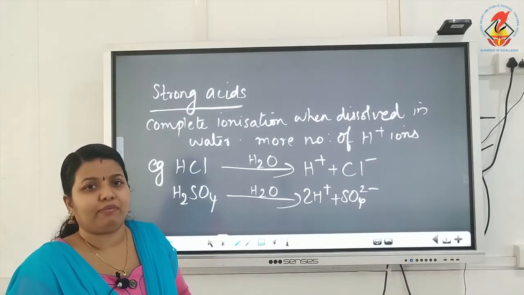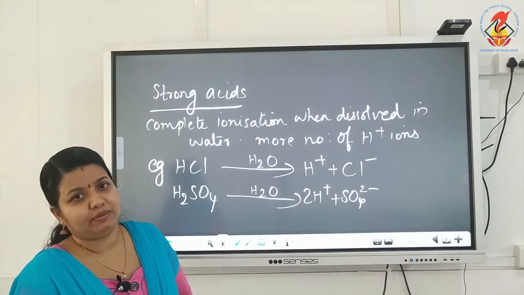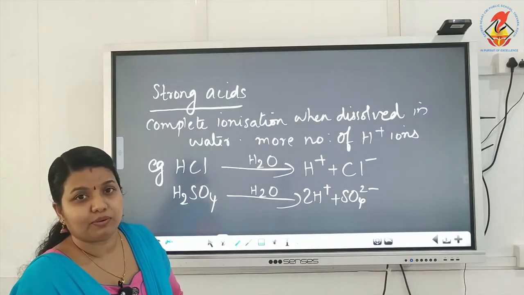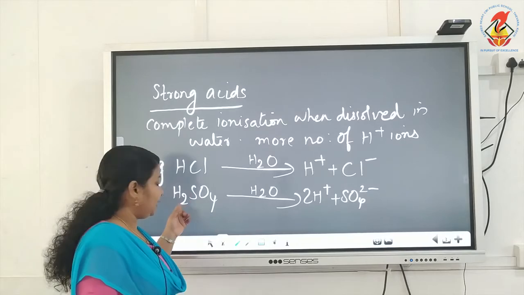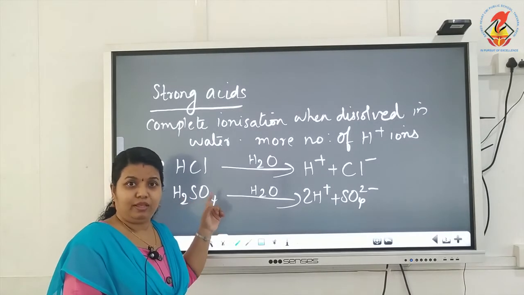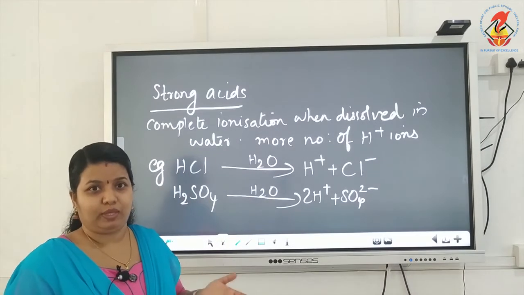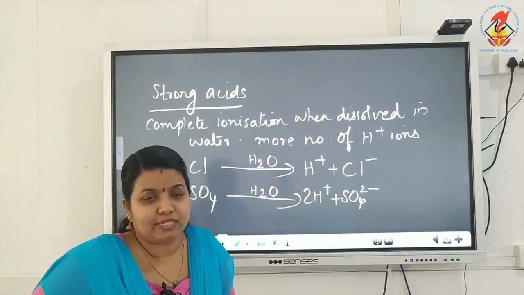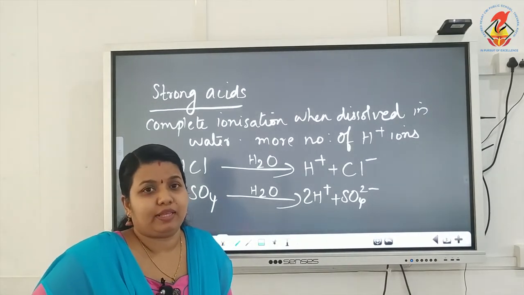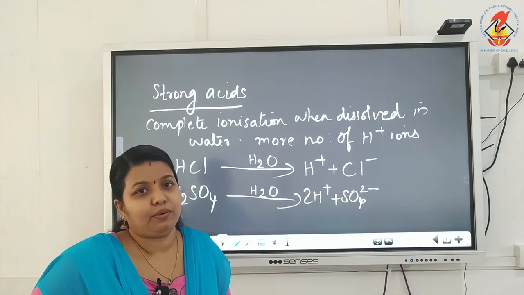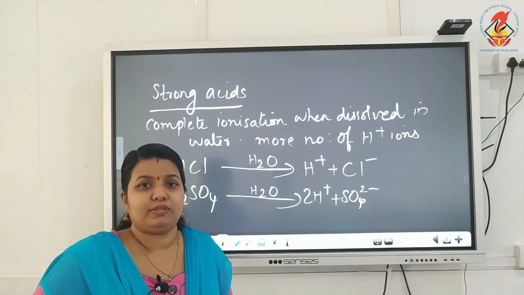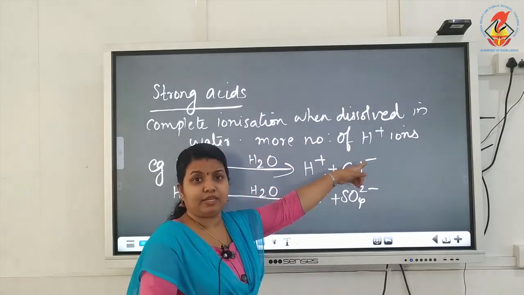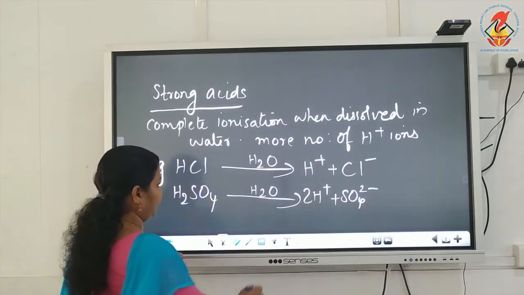So, actually it is the power to produce hydrogen ion when mixed with water. They produce maximum number of H plus ions when they are dissolved in water. Please keep in mind, it is not the number of hydrogen atoms in the molecule that decides whether it is strong or weak. It is the number of H plus produced when it is mixed with water. So, HCl, hydrochloric acid and sulfuric acid are strong acids. They undergo complete ionization when dissolved in water, or the amount of H plus ions produced is more when dissolved in water.